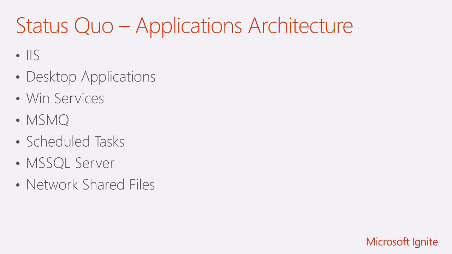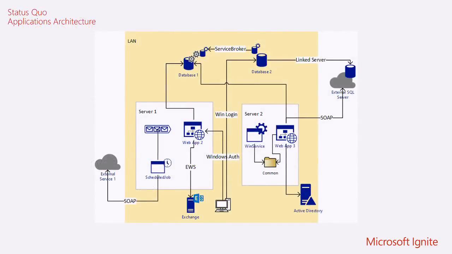Scheduled tasks to run batch jobs, and of course SQL Server and network shared files. I repeated the network shared files here because some organizations use the network shared folders and shared files as a means of integration. So one application writes to this folder and another application reads from it to consume some information. So this is how it would look in the typical topology.